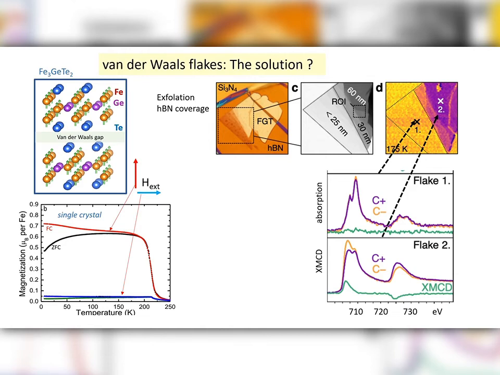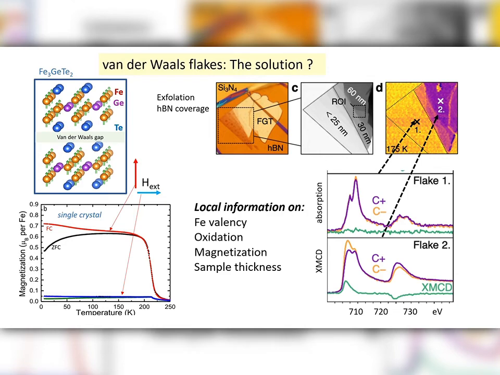For this system, we have at the moment already better systems, but for this system with a thickness of less than 25 nanometers, it is completely oxidized, and for about 60 nanometer we have a very good flake with the expected high magnetic ion moment, determined by XMCD. So we get here with our method directly the information on the ion valency, the oxidation state, the magnetization and the sample thickness.